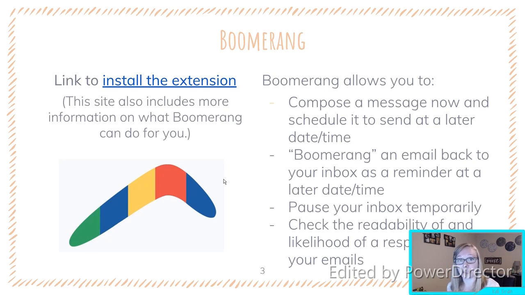So if you want that message to go out on Monday at 8 a.m., but you have time on Sunday afternoon to sit down and write the email, go ahead and compose your email, schedule it through Boomerang, and it'll automatically send out to those recipients at your scheduled date and time.